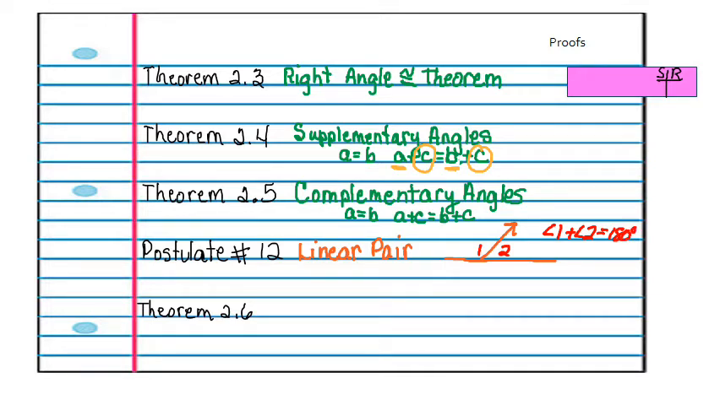And theorem 2.6 is the vertical angle theorem, which we also proved earlier. And that says that angles that are opposite each other are congruent to each other. And when they're side by side, like from here to here, then they're a linear pair, which means they equal 180 degrees.